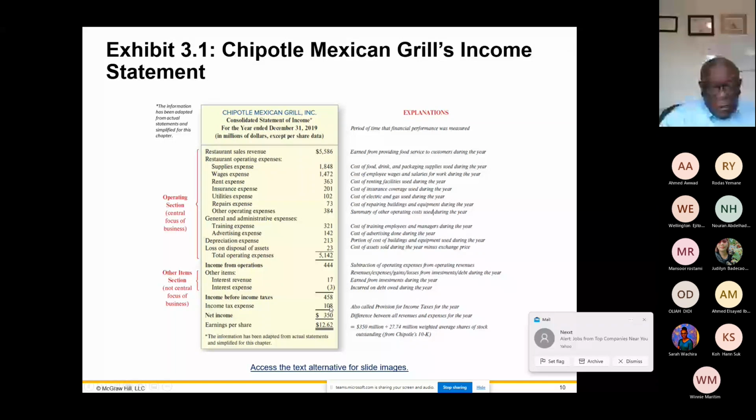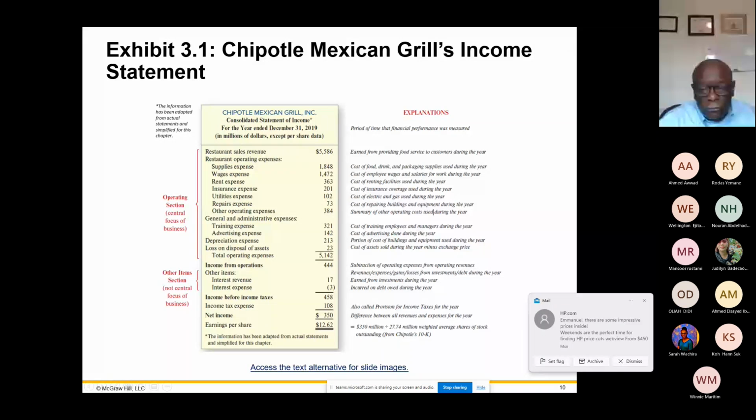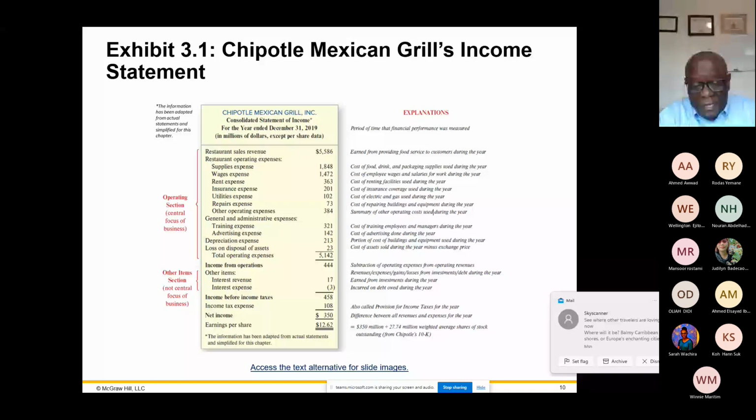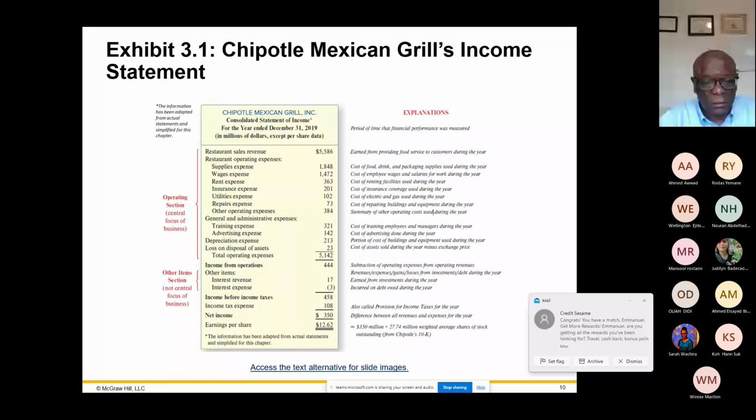So can we calculate 30% of 458? What is it? Who got the answer? 458 multiplied by 30%. Who got the 108? Okay, so you can see it is standard, and that is how it should be. 30% of income statement, and that's it.